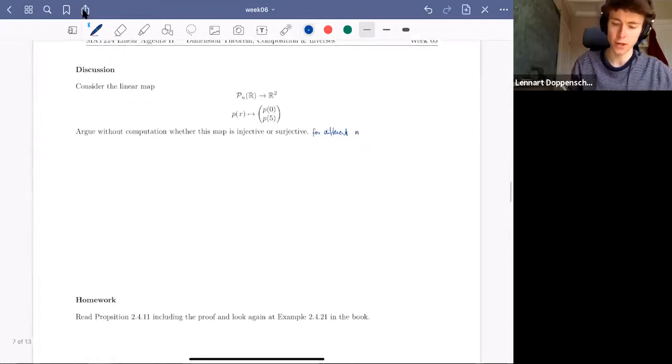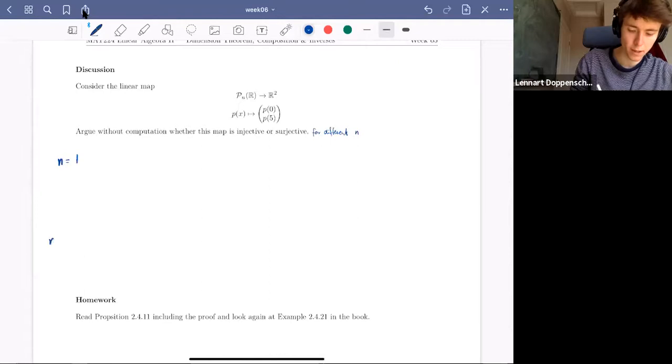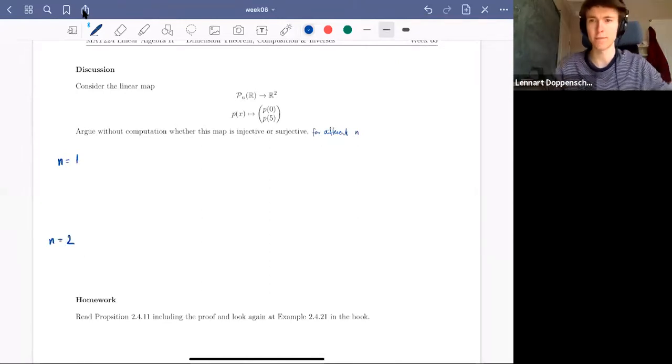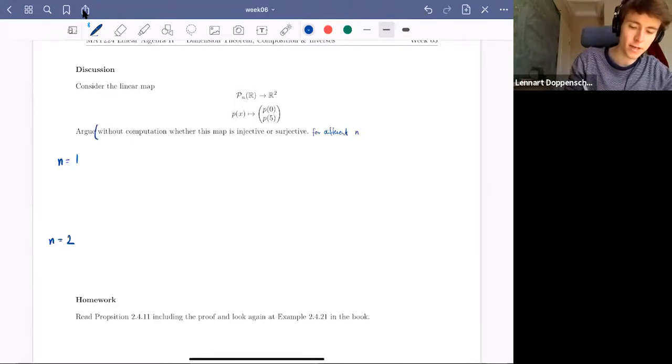I think it's best to look at the cases n equals to 1 and n equals to 2. So let us think about these in particular. I honestly think that this is the best way to think about this. And this means, I mean, some computation has to be done. You can't do this completely without math.